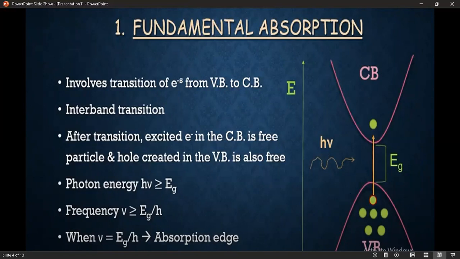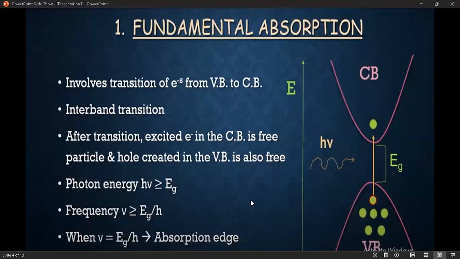The photon energy, hν, must be greater than or equal to the energy gap. If you want to find the frequency, we divide both sides by the constant h, then we will get ν greater than or equal to Eg over h. And when the frequency is equal to the energy gap over h, we call it the absorption edge, and it's when the absorption just starts.